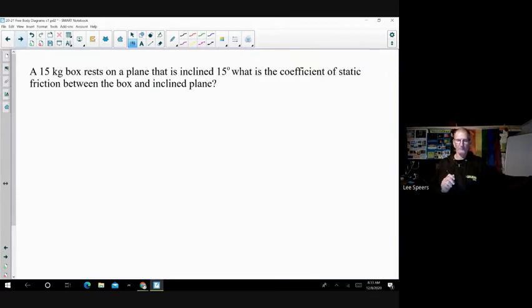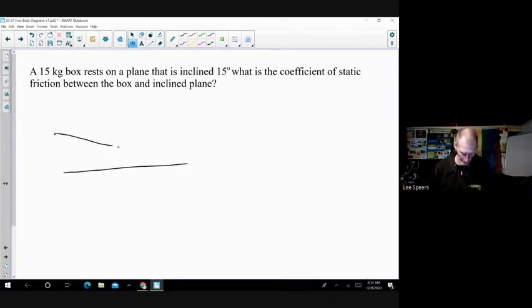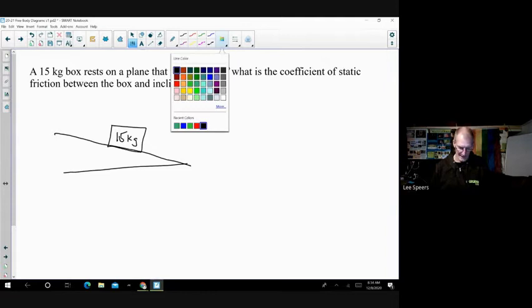So let's take a look at how this works with a problem. All right, so I've got a 15 kilogram box resting on an inclined plane that is inclined at 15 degrees. What is the coefficient of static friction between the box and the plane? All right, so let's draw my box at rest on an inclined plane. And I've got a 15 kilogram box. So let's start by making our free body diagram.